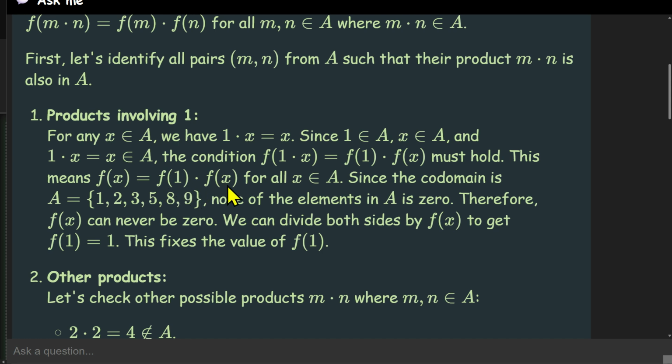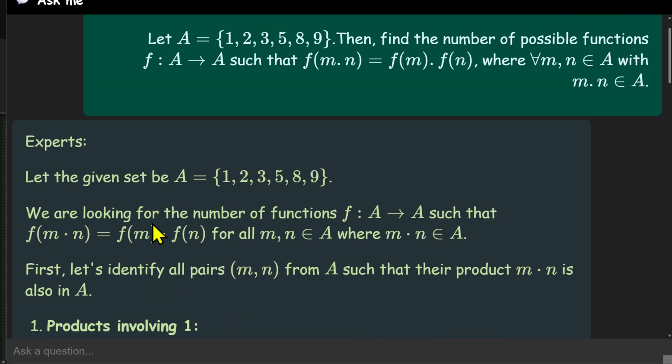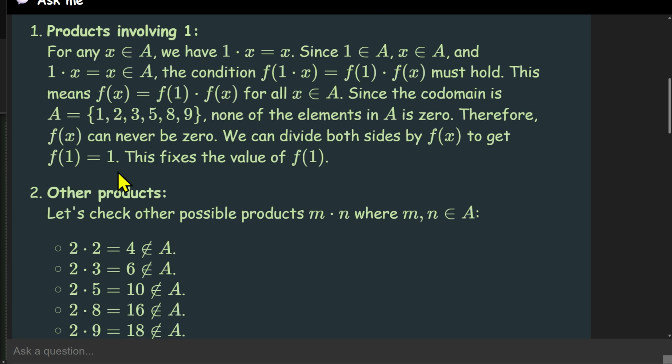f of 1 है, तो अभी देखो x belongs to A. Since A में कौन से एलिमेंट हैं 1 2 3 5 8 9, none of the elements in A are 0, therefore f(x) can never be 0. So f(1) = 1 हो जाएगा. So fix the value of f(1).